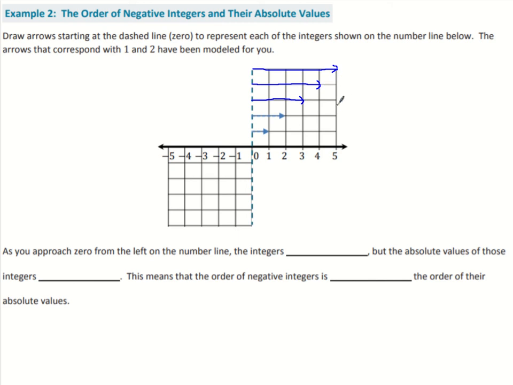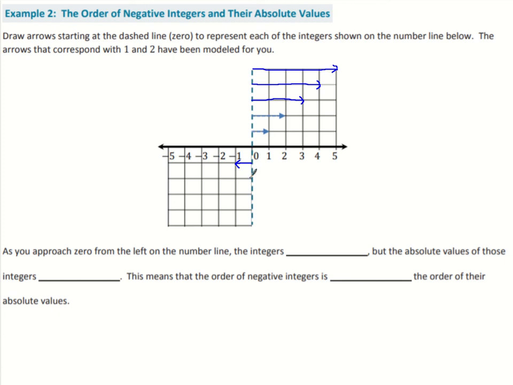Now what we're going to do is the exact same thing, but with our negative numbers. With our negative numbers, we're still going to talk about how far we're going, except instead of talking about how far we're going to the right, we're talking about how far we're going to the left. So in order to get to negative 1, I'm going to go 1, but instead of to the right, I'm going to the left.